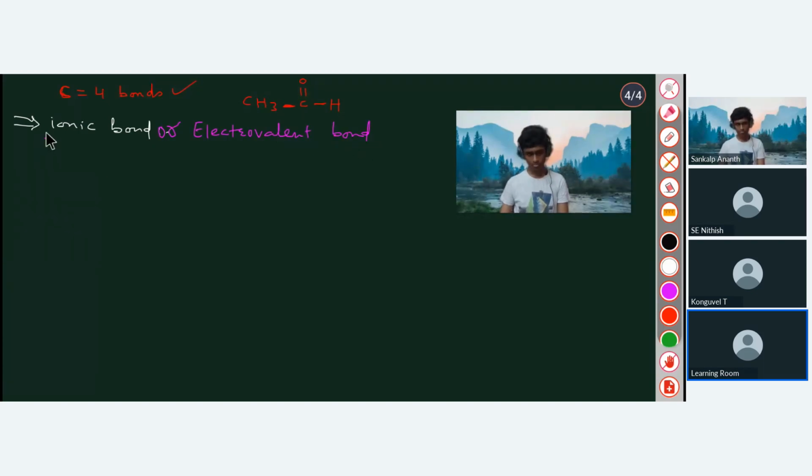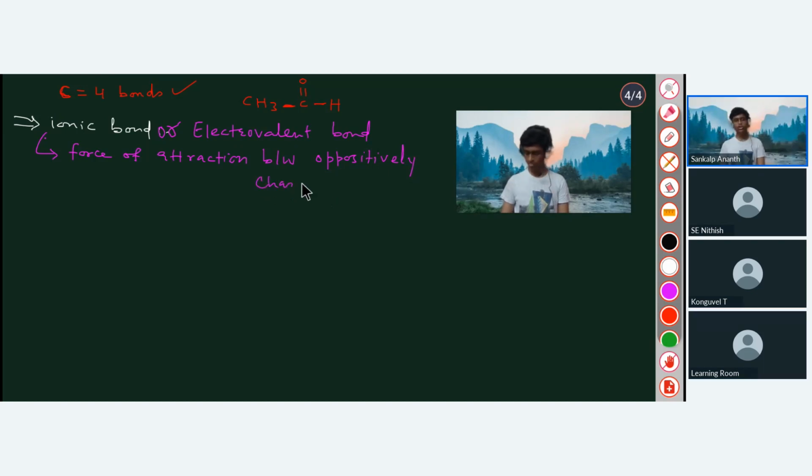First, let's define this. What is ionic bond? It is nothing but the force of attraction between oppositely charged ions. Yes, sir. Oppositely means one should be the cation, another should be the anion, right? Sir, in one atom, there are more protons but fewer electrons. That atom is willing to take more electrons. So that atom, which has more protons, will attract the electrons from the other atom and take them to itself. Exactly.